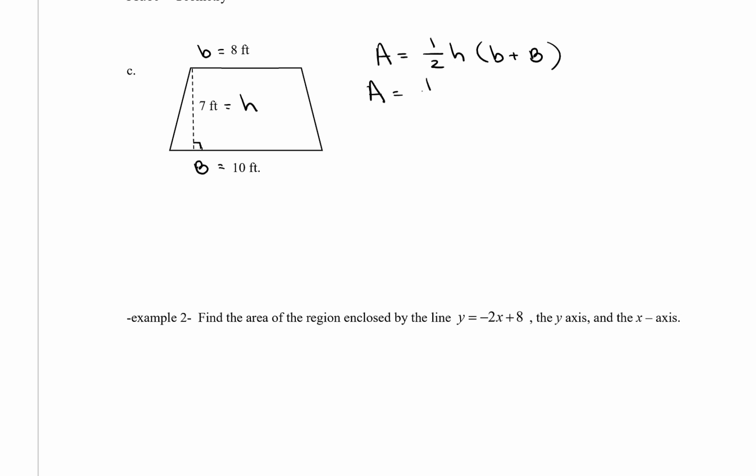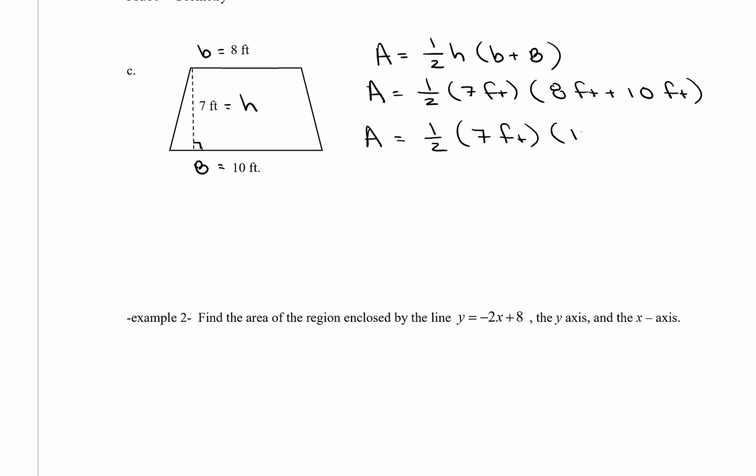So substituting into the formula, we get A equals 1/2 times 7 feet times the quantity 8 feet plus 10 feet. I'm going to add the 8 feet plus the 10 feet first. So that gives me A equals 1/2 times 7 feet times 18 feet.